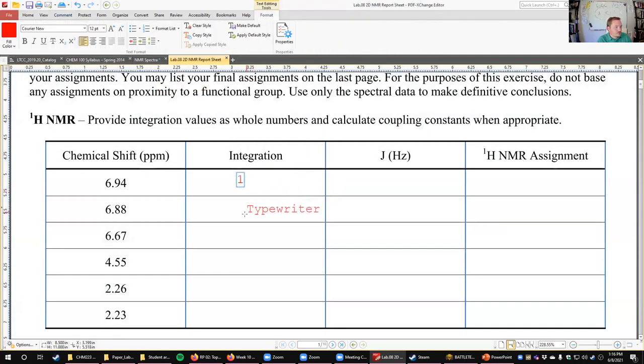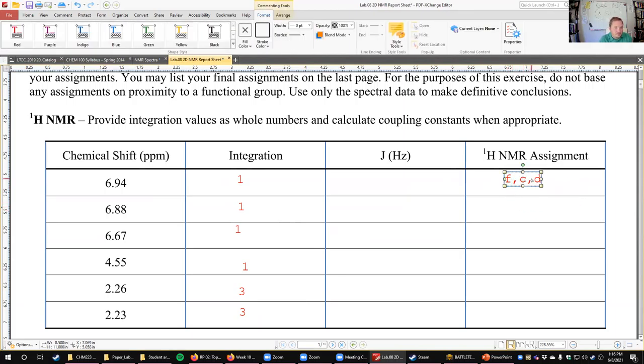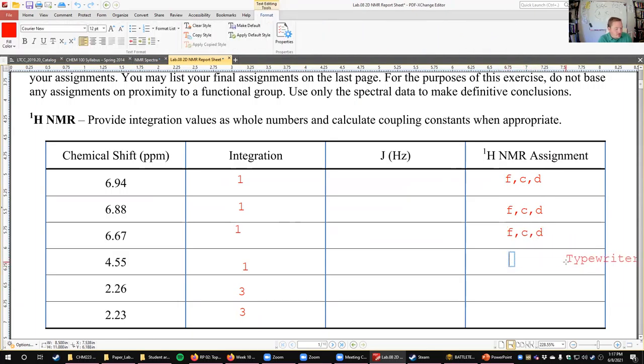So the ones around six, those were our aromatics. So we can go back here, that was F, C, and D. So we know that the integration for each of them was one. Our integration down here for the methyls was three. We know this was F or C or D. We don't know which, and that's fine. We know without a doubt, though, that this is A. And it was I and H, right?